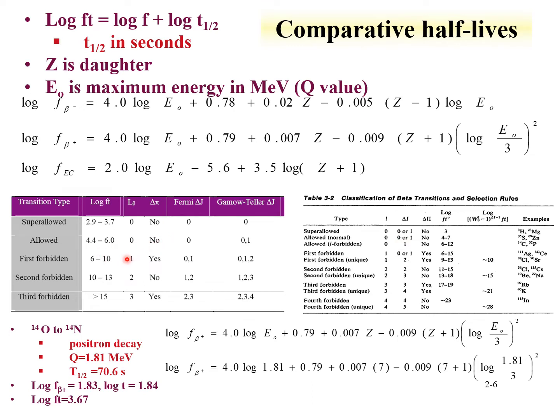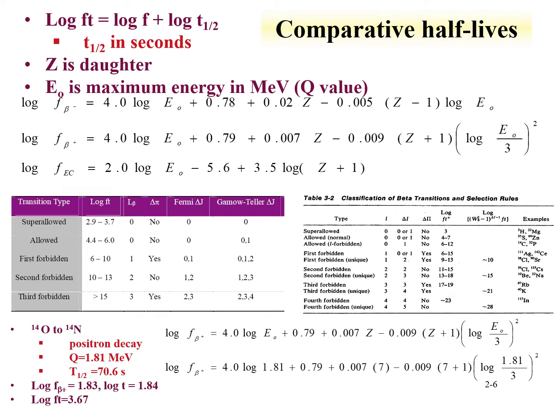So for instance, a first forbidden will tend to have a spin change, depending upon if it's Fermi or Gamow-Teller, of 1 or 2, along with the parity change. Second forbidden, 2 or 3, no parity change. Third forbidden, 3 or 4 with the parity change, etc. Now we can use these equations to calculate some log Ft values.